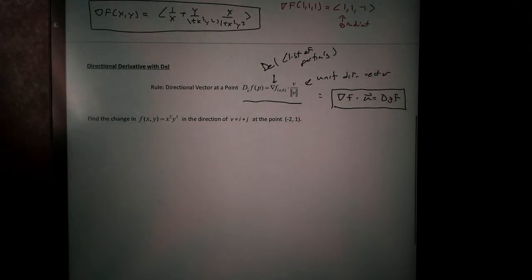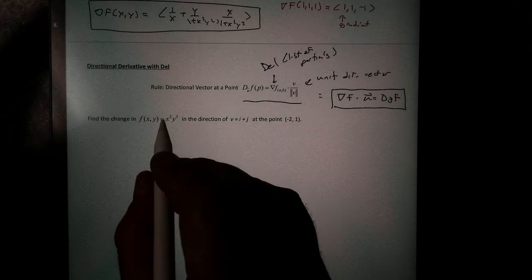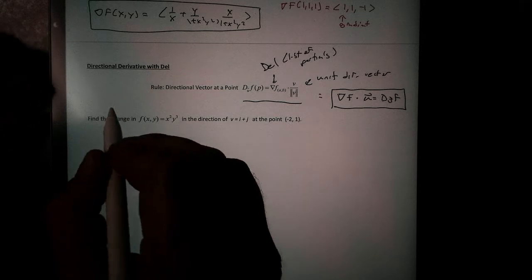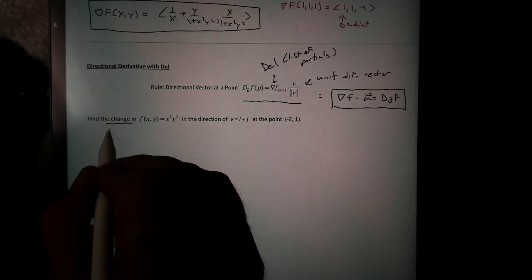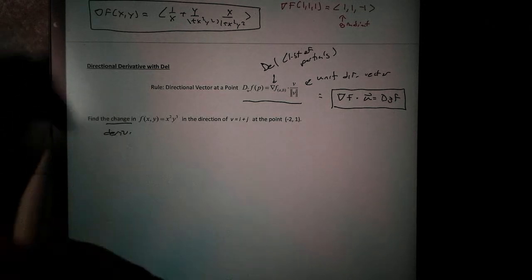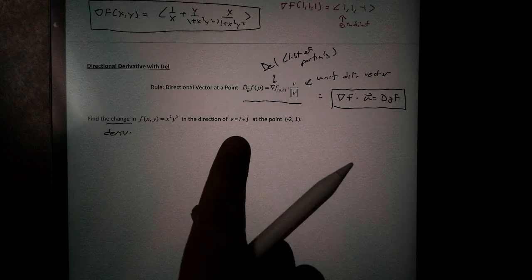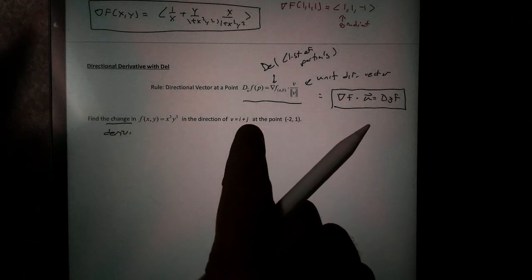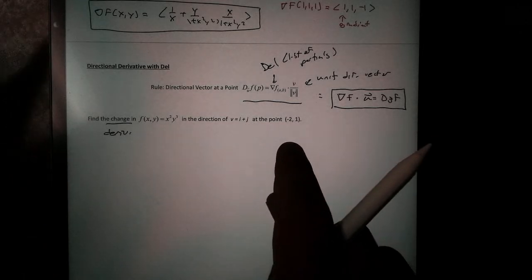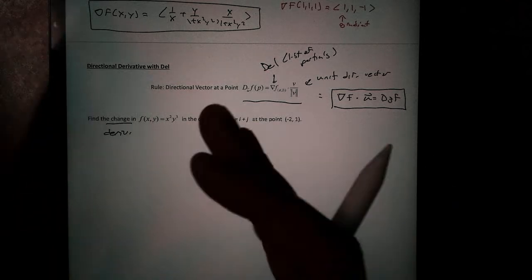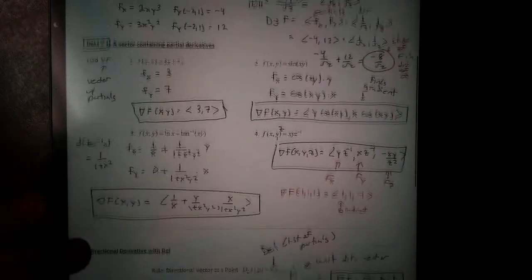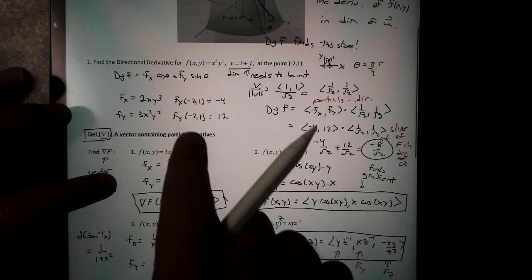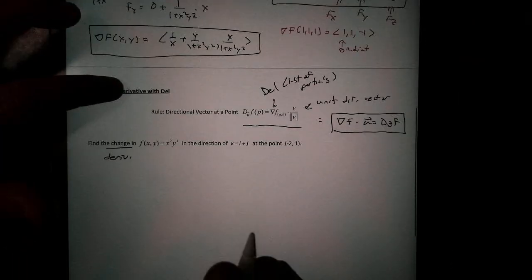So let's take a look at a very quick example. We want to find the change. Anytime we talk about change in math, of course, we are looking at a derivative pretty much. So in our function, in the direction of 1, 1, at the point negative 2, 1. And this should look very familiar. It's the exact same problem we saw up here. So let's go ahead and do that.